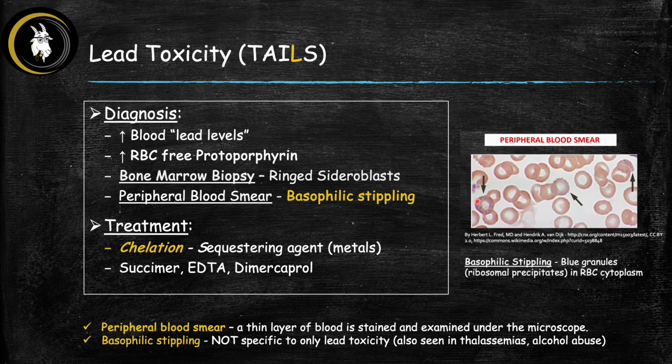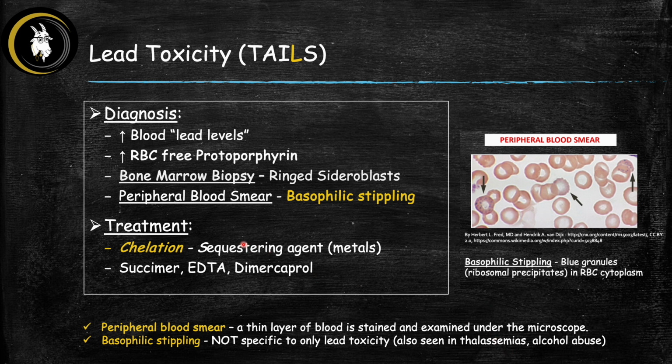Now, this basophilic stippling is not specific to lead toxicity alone. It's actually seen in many other conditions where normal red blood cell processes are disrupted, like thalassemia and alcohol abuse. But for the purposes of board exams, they often show this in association with lead toxicity. So you should keep this basophilic stippling in mind for lead toxicity.